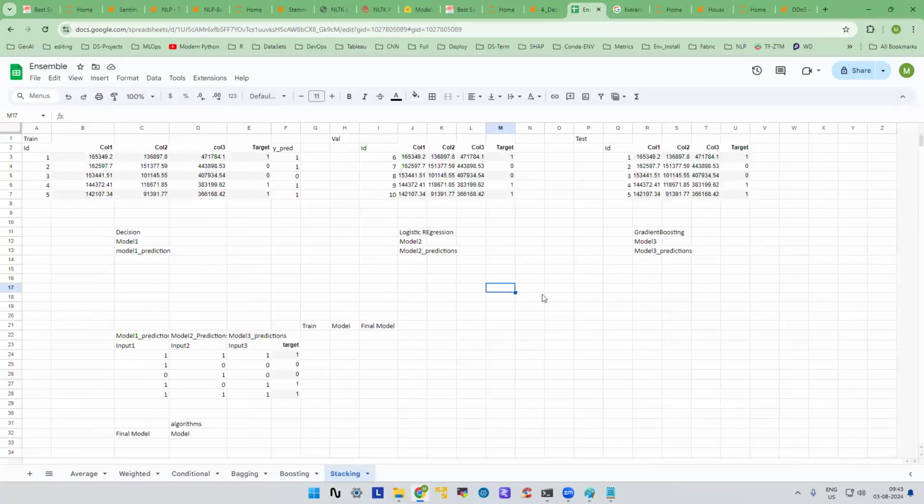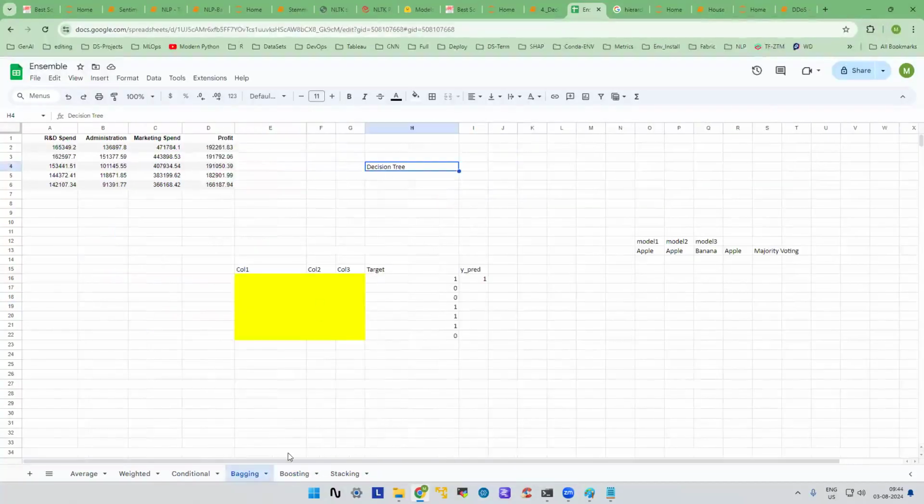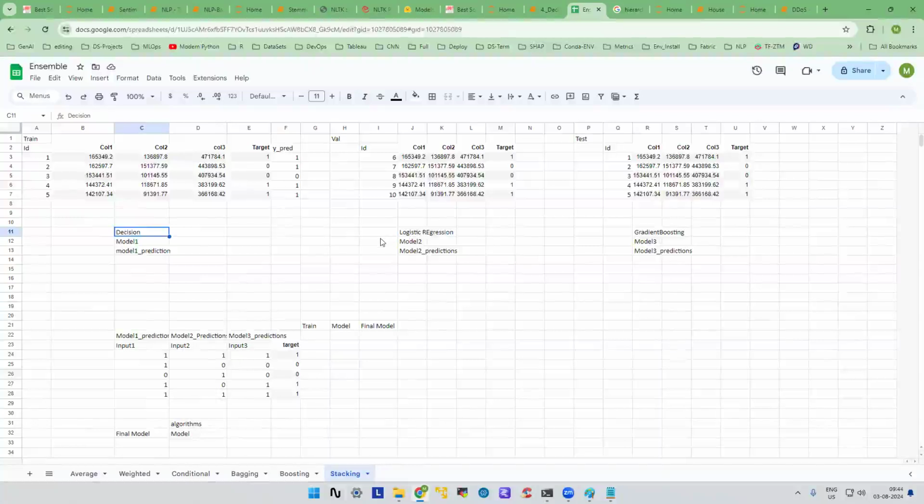Next one is stacking. So stacking is more going to be used in competitions. It's not really complex, but again the same concept. Let's take the decision tree. Internally gradient boosting or random forest are going to use decision trees. But stacking is more manual, right? We can choose any algorithm.